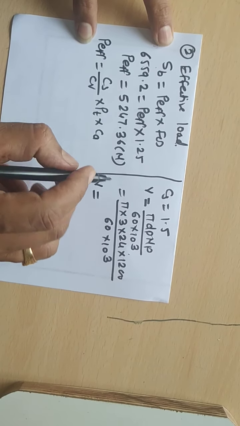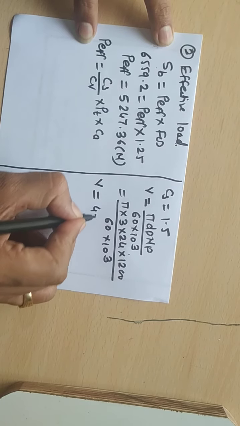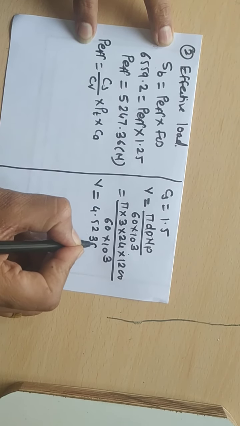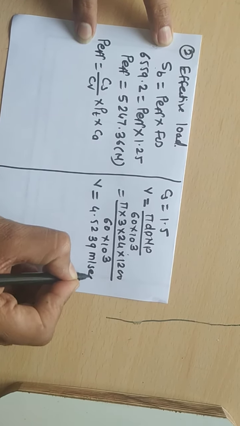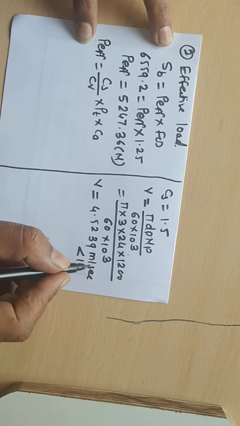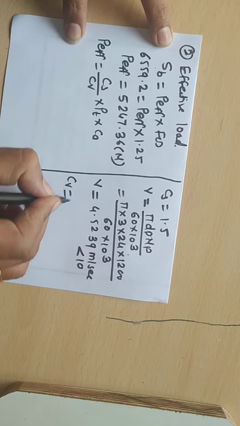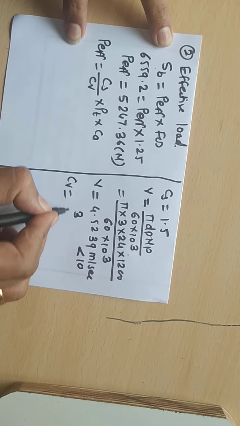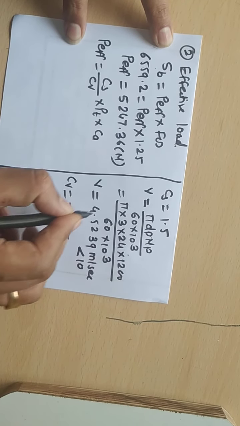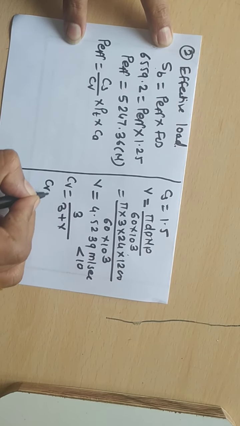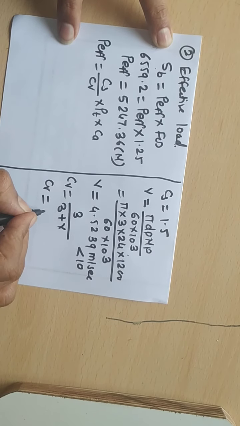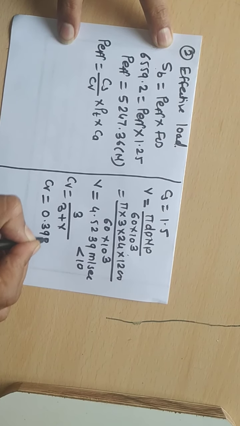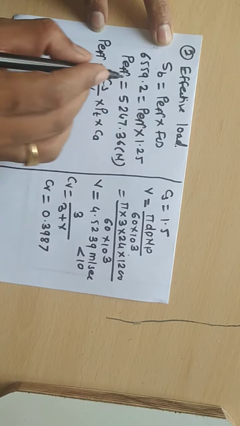Find out the value of velocity V. Here V is 4.5239 meter per second. It is less than 10. Therefore, if velocity is less than 10, then CV is taken as 3 upon 3 plus V. Put the value of V 4.5239 and find out the value of CV. This CV is 0.3987.